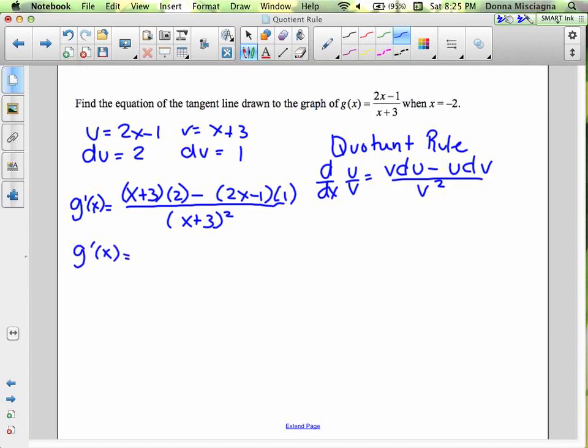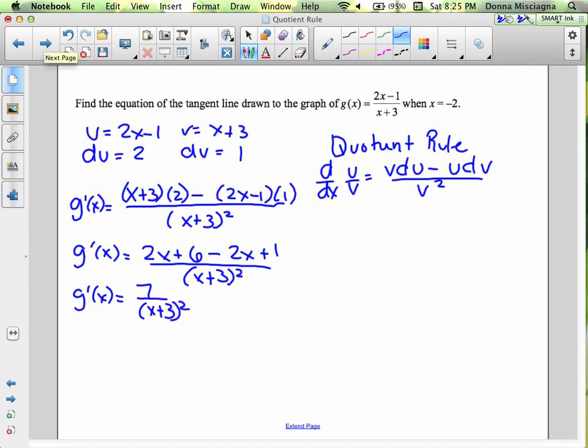All right, so 2 times x plus 3 is going to give us 2x plus 6. And then we'll distribute the negative, because multiplying by 1 isn't going to do anything, minus 2x plus 1, all divided by x plus 3 squared. And now we'll just simplify that. G prime of x is equal to, well, we're going to have a 7 divided by x plus 3 squared. And there's our derivative. We want to find the equation of the tangent line when x is negative 2. All right, so we'll need to evaluate our derivative at negative 2, and this will give us the slope of the tangent line.